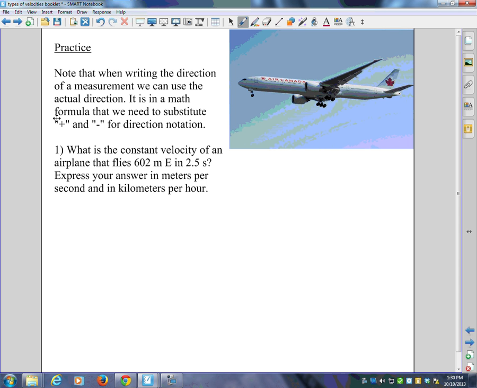Okay, so a little bit of practice here. Note that when writing the direction of a measurement, we can use the actual direction. It's in the math formula that we may not need to substitute. And I often get students that are a little bit confused, a little bit hung up on when do I use the negative sign, and I answer when you need to, which never really goes over too well because they don't like that answer. Well, that's my answer. So what is the constant velocity of an airplane that flies 602 meters east in 2.5 seconds? Express your answer in meters per second and kilometers per hour.